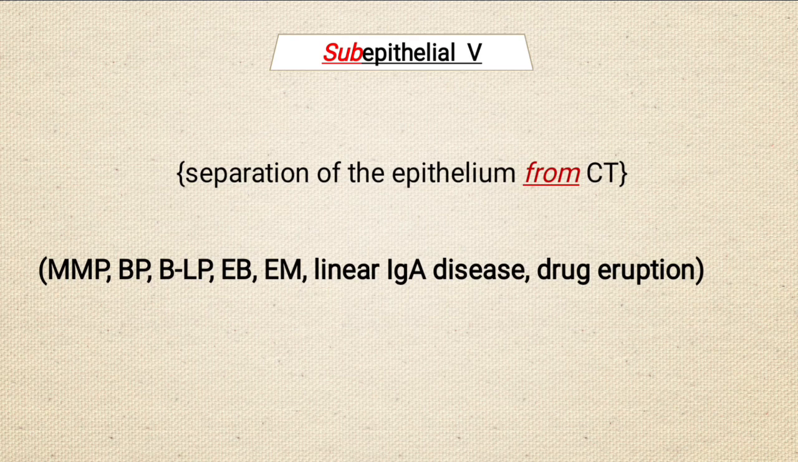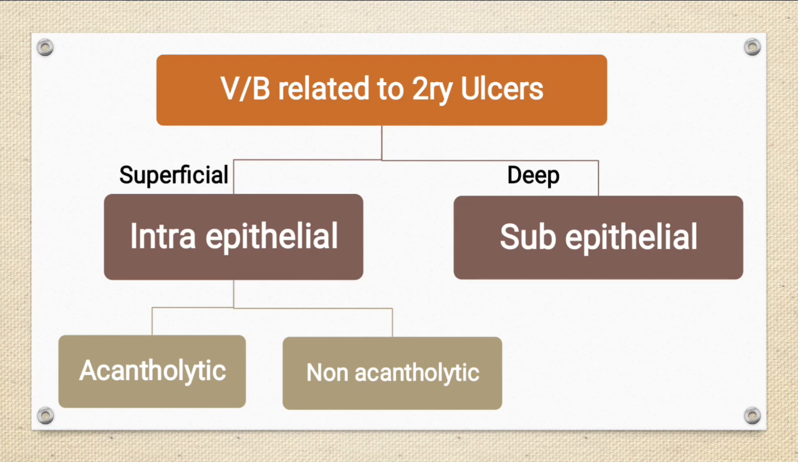Subepithelial vesicles: there is a destruction occurring beyond the epithelium, or regarding the connection between the epithelium and connective tissue. So what will happen? There will be separation of the epithelium from the connective tissue. This is seen in chronic diseases such as mucous membrane pemphigoid, bullous pemphigoid, and others. So, as a quick recap, vesiculobullous lesions related to secondary ulcer could be superficial, intraepithelial, either acantholytic or non-acantholytic, or deep, as subepithelial.